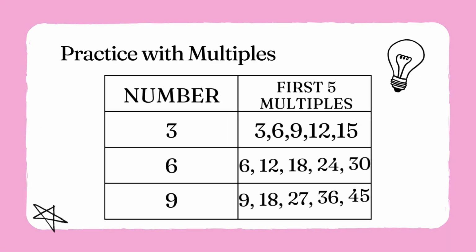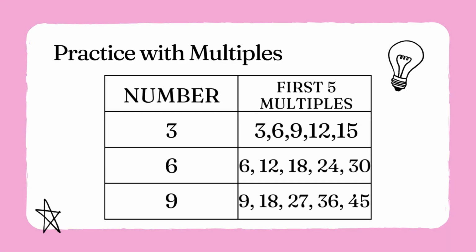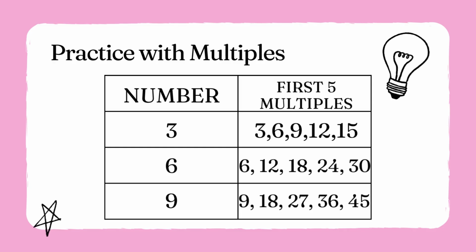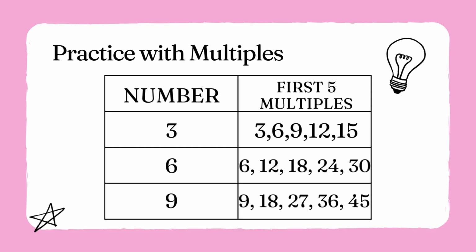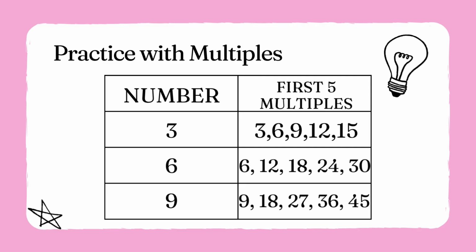Let's look at more examples. Multiples of 3 are 3, 6, 9, 12, and 15. Multiples of 6 are 6, 12, 18, 24, and 30. Multiples of 9 are 9, 18, 27, 36, and 45. Notice how each new multiple grows by the same amount. That's the pattern.